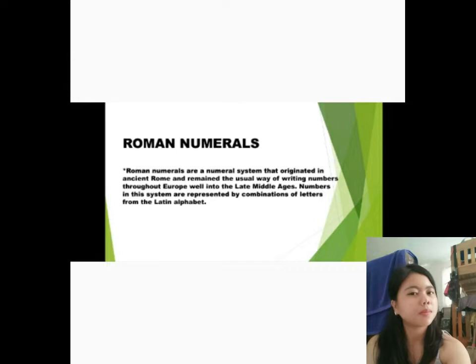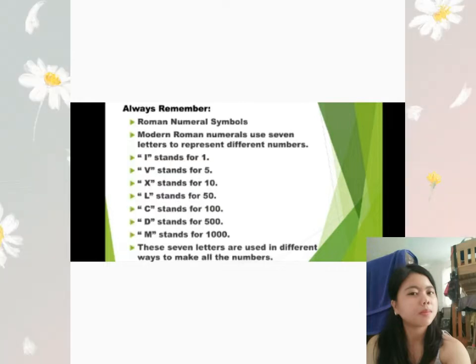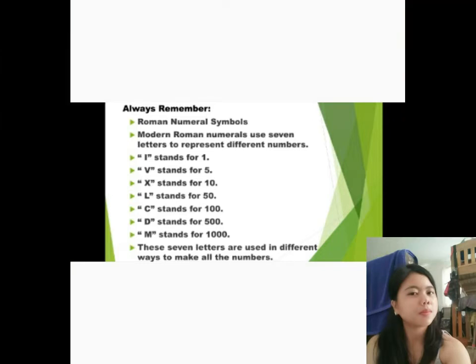You should always remember that Roman numerals use 7 letters or symbols that represent different numbers, which are: I stands for 1, V stands for 5, X stands for 10, L stands for 50, C stands for 100, D stands for 500, and M stands for 1000. These 7 letters or symbols are used in different ways to make all the numbers.